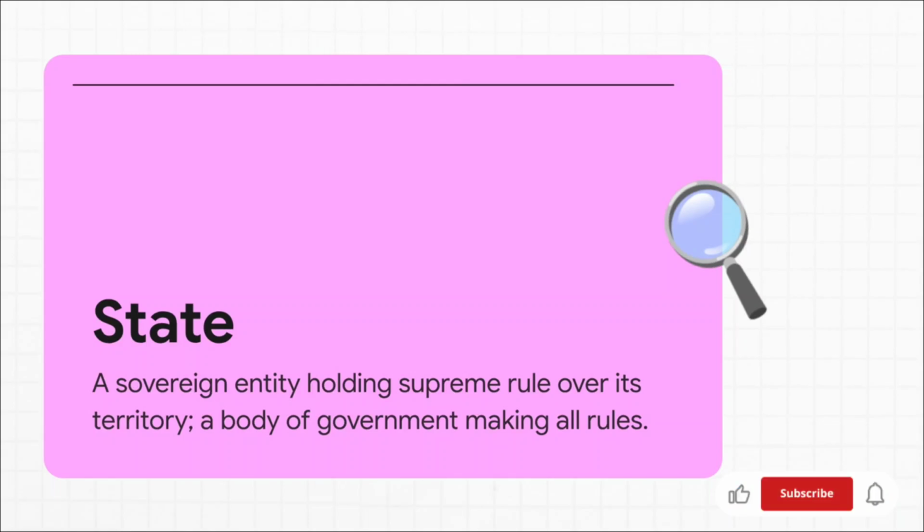Then we have the state. Think of the state as the referee in this big game. It's the government, it's the courts, the police. For us in India, this is our parliament, our judiciary. They're the ones who set the rules of the game that everyone else, society and the market, has to play by.